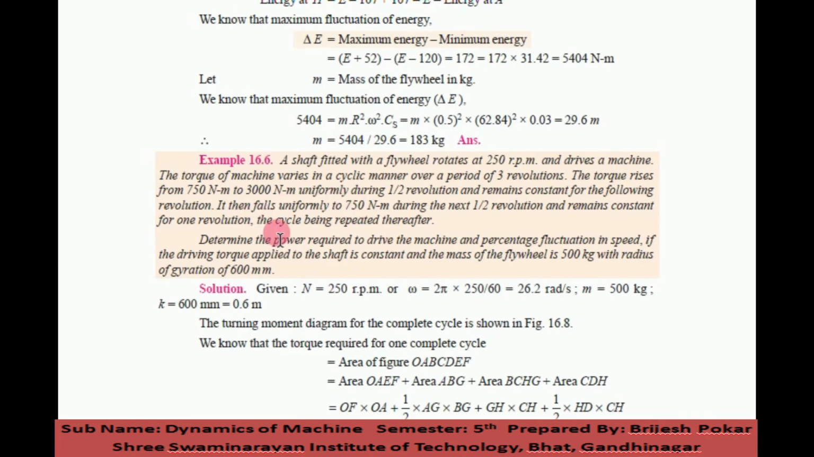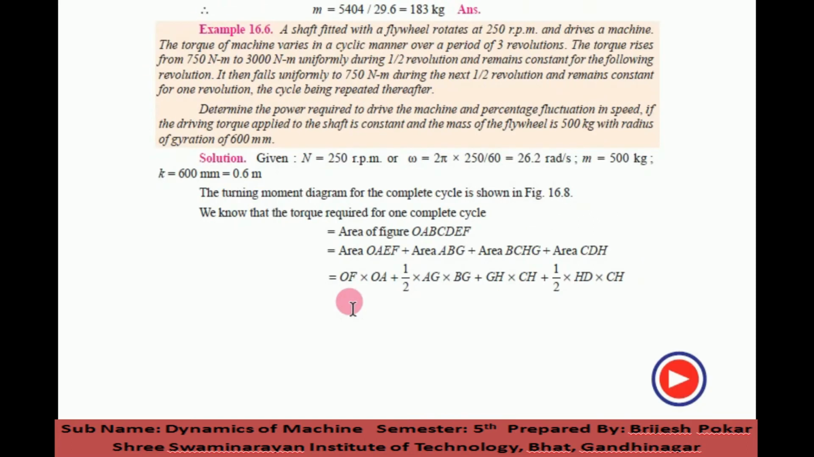Now determine the power required to drive the machine and the percentage fluctuation in speed. So we have to find P and the percentage fluctuation. If the driving torque applied to the shaft is constant, and the mass of the flywheel is 500 kg with a radius of gyration of 600, that means K is given, mass is given, and N is given, so we can find out omega.